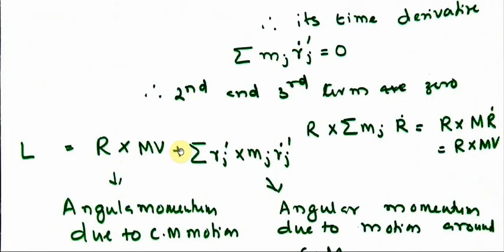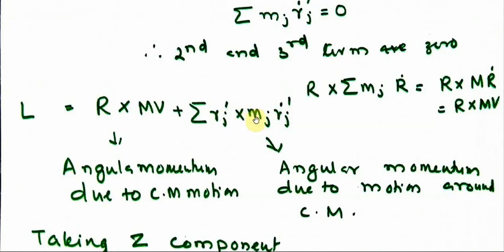This I can write as the sum of rj prime cross mj rj prime dot. You can look at the second term: this is angular momentum due to motion around the center of mass, and the first is angular momentum due to the motion of the center of mass. The center of mass is moving with a velocity v, and the other particles are moving around the center of mass. So this can be divided into two.